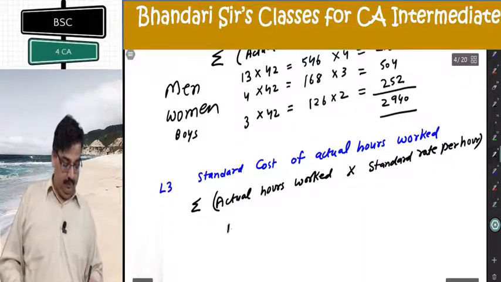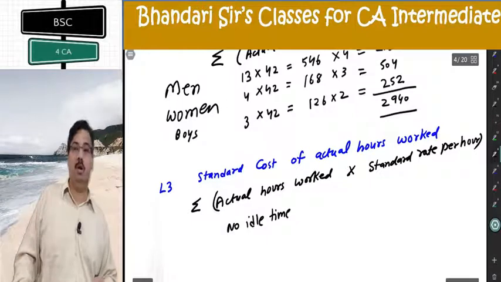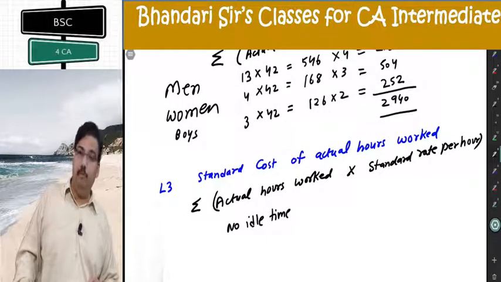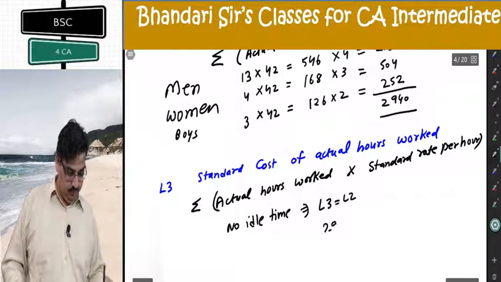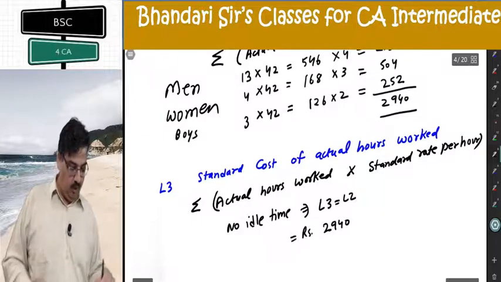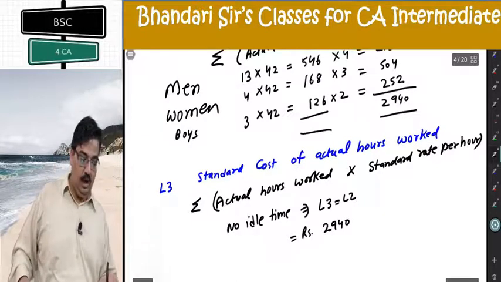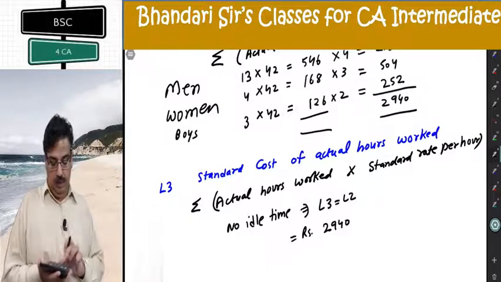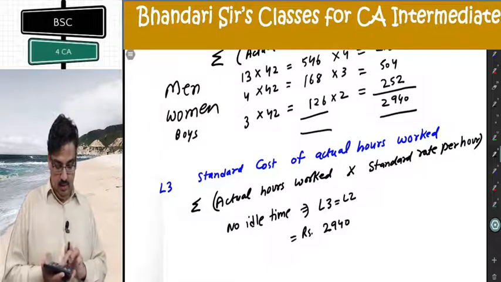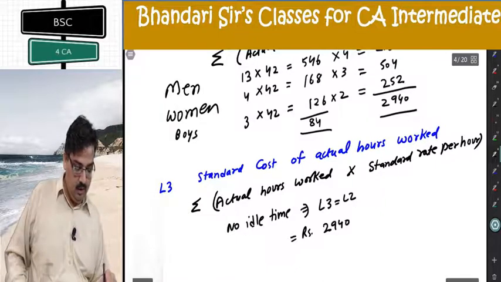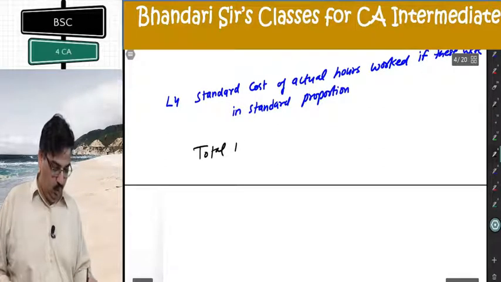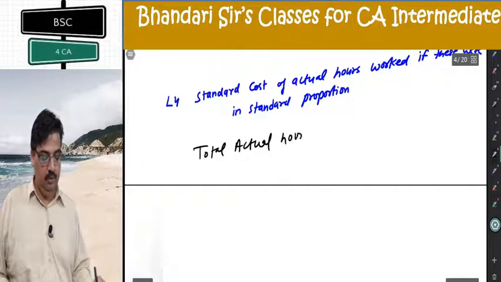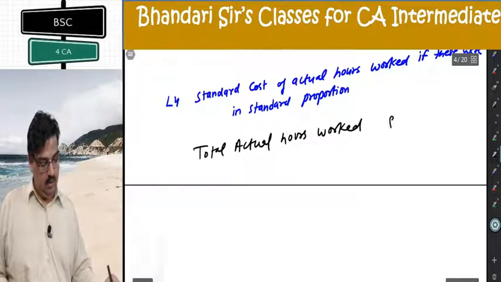No idle time. Cannot be negative idle time. Don't say worked are 40 now. Worked were 42. Paid were 42. Hence L3 equal to L2. 2940. Now I need these total hours for the mix purpose: 546, 168, 126, 840 hours. Total actual hours worked 840.